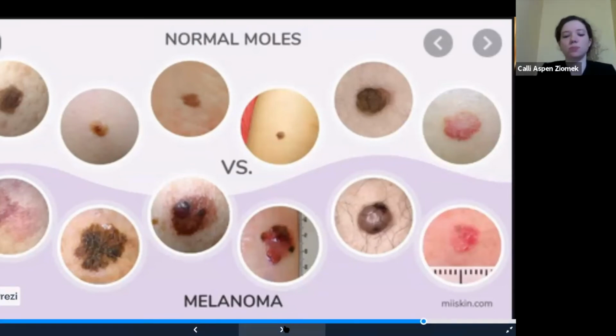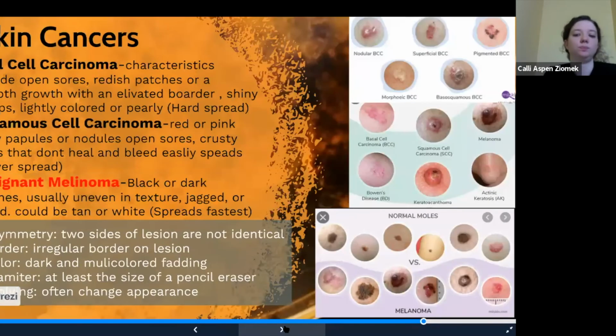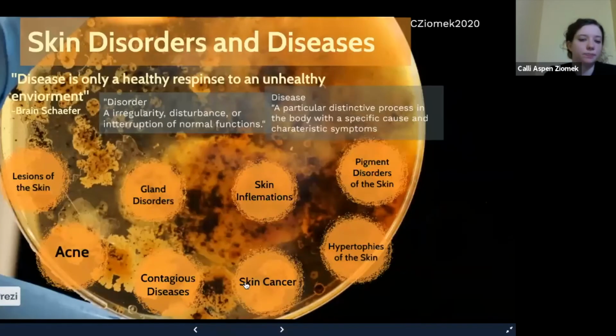So you always want to be very aware of any concerning patches on your client's skin and make note of any changes that those areas have. So those are your skin cancers.